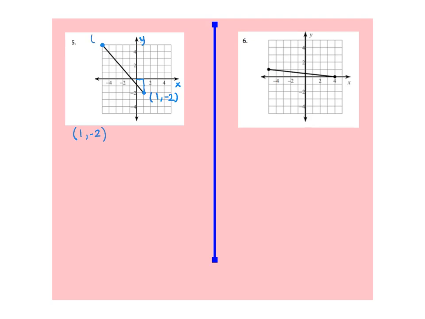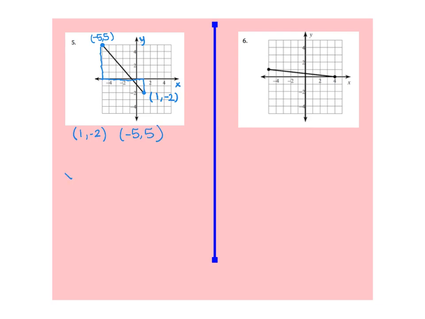So now my second point is this one up here. I went over 1, 2, 3, 4, 5. So I went -5 because I went the negative direction. And then up 1, 2, 3, 4, 5. And up is positive. So my second point is -5, 5.